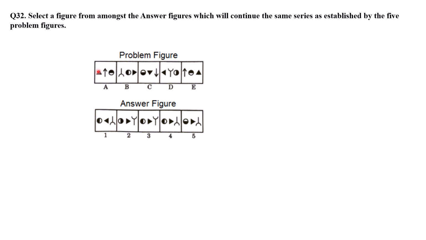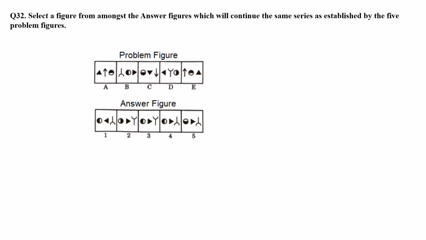Now here also select a figure from amongst the answer figures which will continue the same series. Okay, so let's try to see the series. First take this triangle part. Here the pointed part is upward, then it is moving in clockwise direction, isn't it? So towards the right, then down, then left, again upward. So now after upward again it should be in the direction of the right side, isn't it?